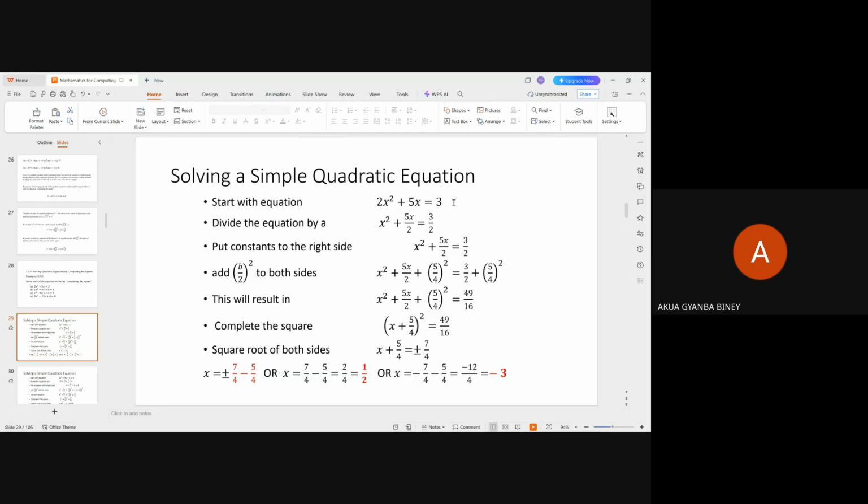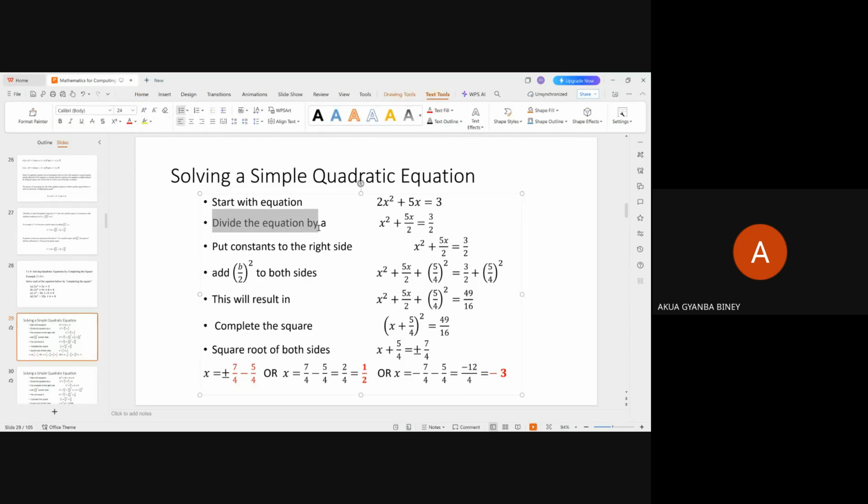So in this case, dividing it by a, we get x squared plus 5 over 2 x equals 3 over 2. And the aim of it is to make the coefficient of x squared 1. If it is not 1, you can't continue with completing the square. It has to be 1. So first thing always do is to divide the equation by a.